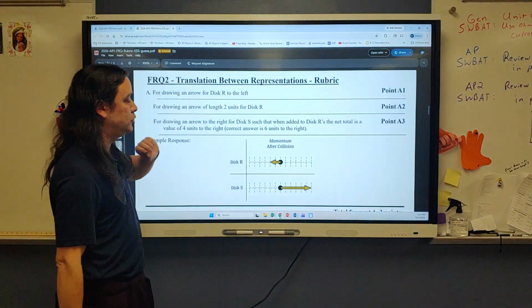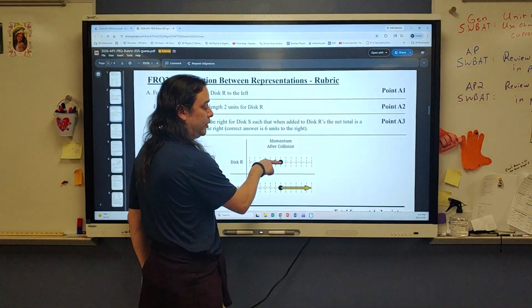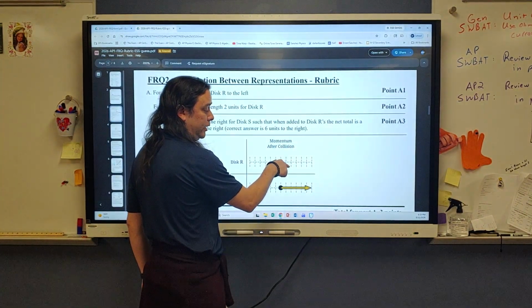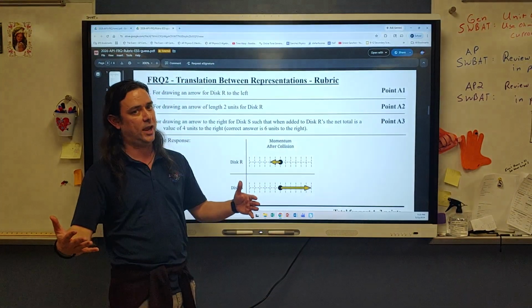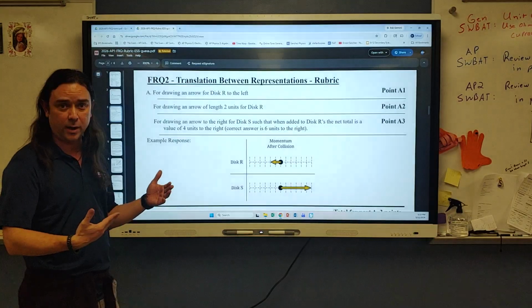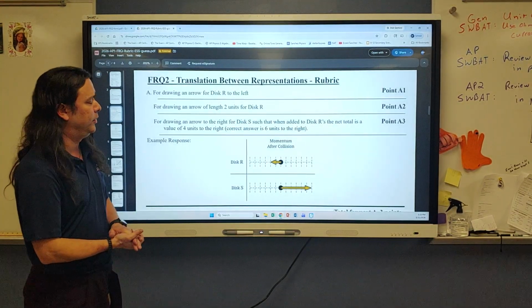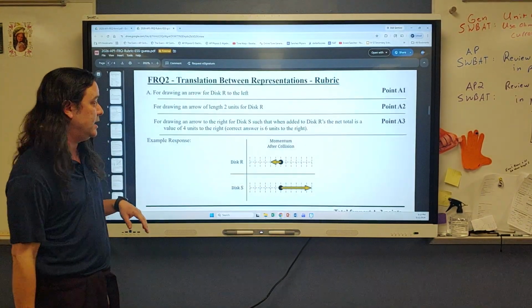In this case, I made these 2 separate things. So I think that if you drew a 2-unit length to the right, you would get 1 of the points, but not both. Again, this is educated guessing on how I would set up the grading rubric on this, but I think we'll actually be fairly close to what AP actually does.